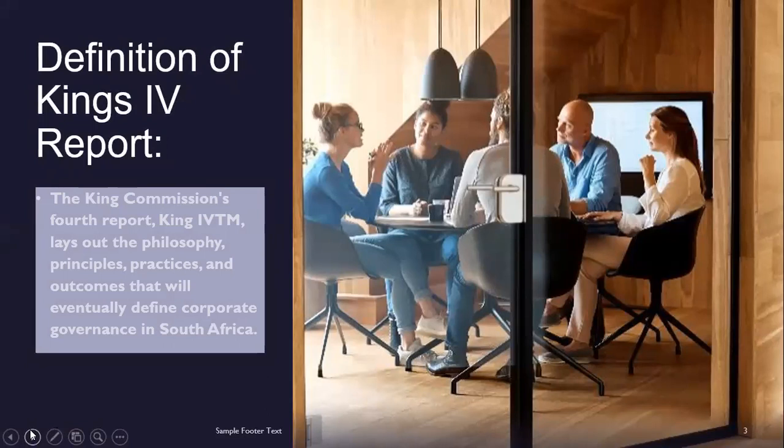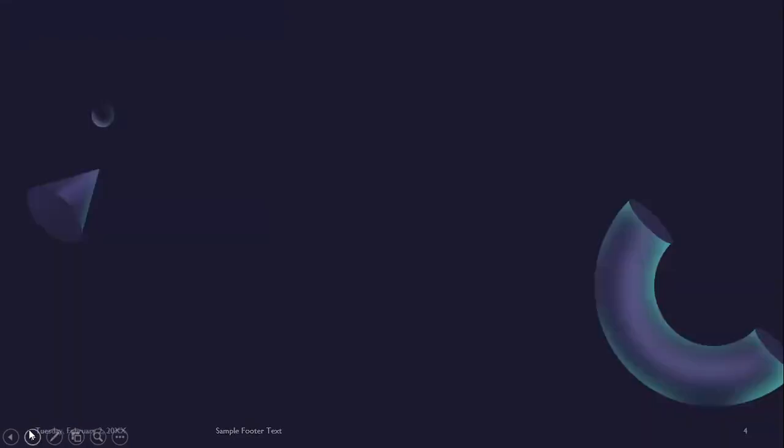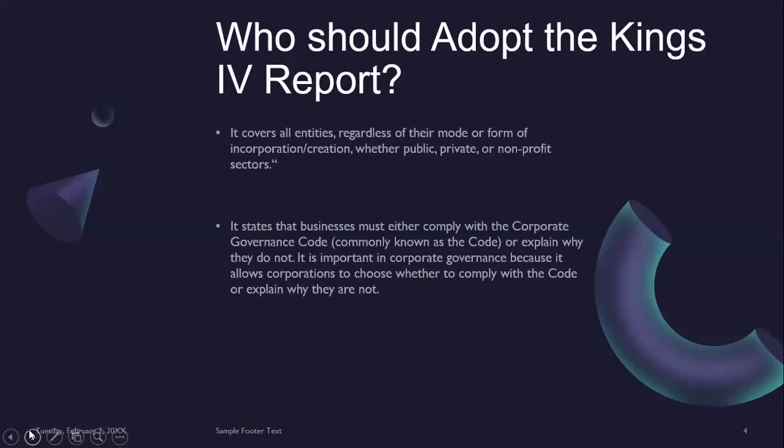It's used in South Africa, and it lays out the philosophy, principles, practices, and outcomes that will define corporate governance. The reason South Africa adopted the King's 4 report is that it's used in corporates, whether public, private, or non-profit sector, and it states that a business must either comply with the corporate governance code or explain why they do not want to comply with the code.